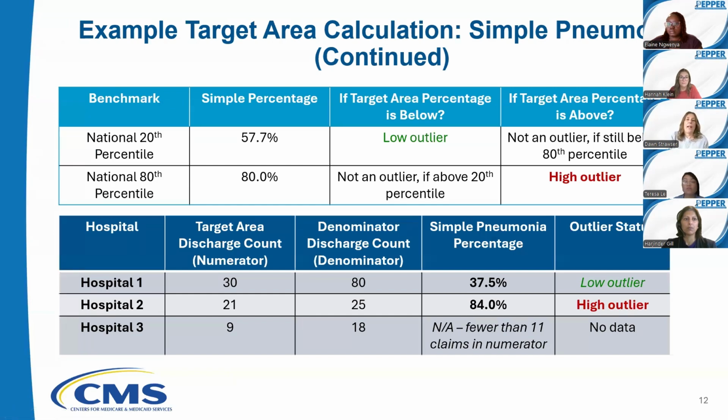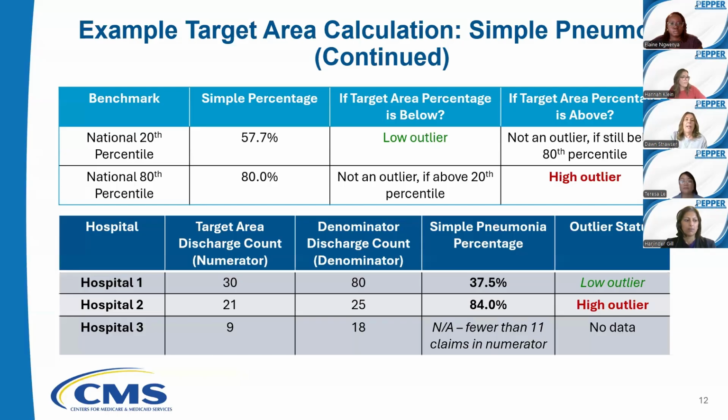Let's show how this target area works. Let's look at a year where the national 20th percentile for the simple pneumonia target area was 57.7%, and the national 80th percentile was 80%. In this case, if your hospital's target area percentage is below the 20th percentile, then it is a low outlier for this fiscal year. If it falls above the 20th percentile benchmark, but below the 80th percentile benchmark, then it's not an outlier. If it's above the 80th percentile, then this is considered a high outlier.